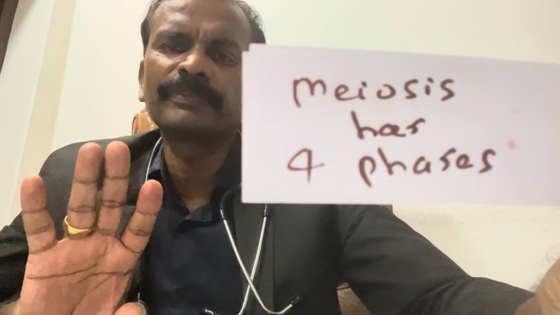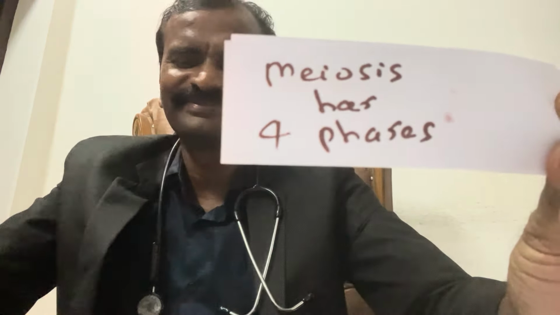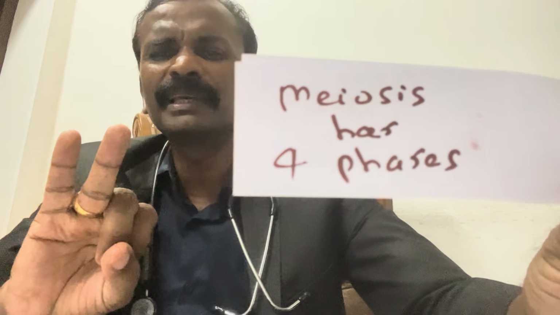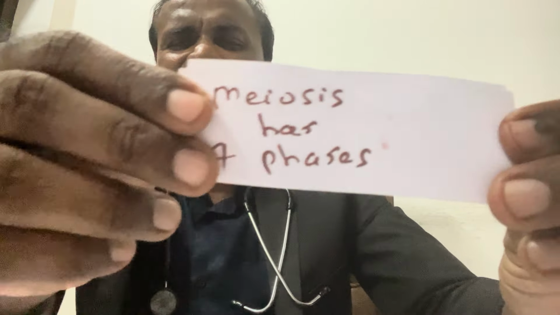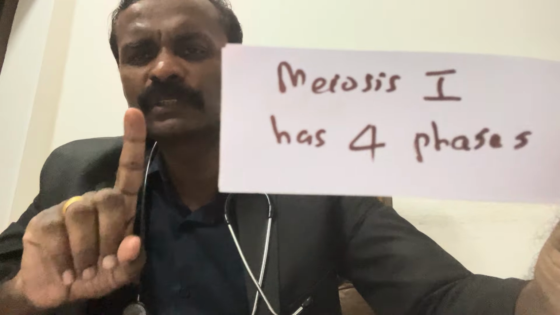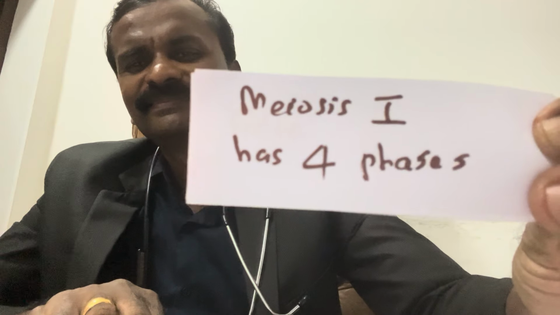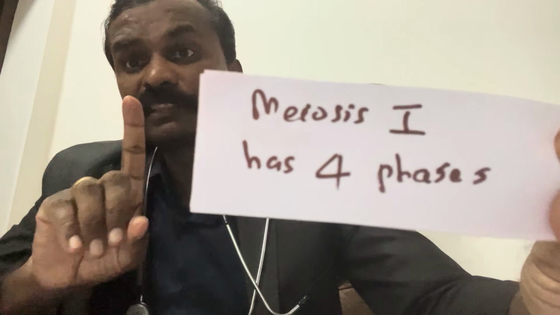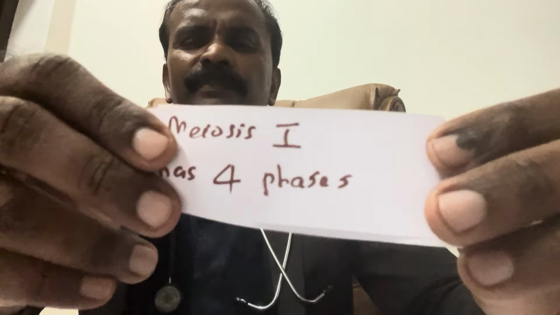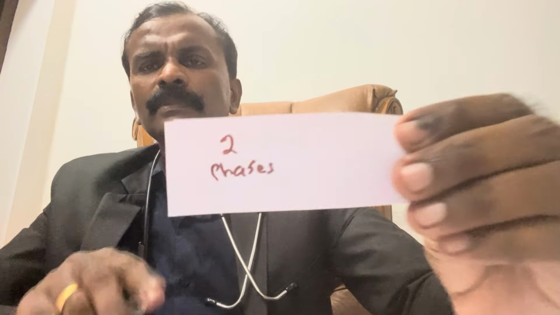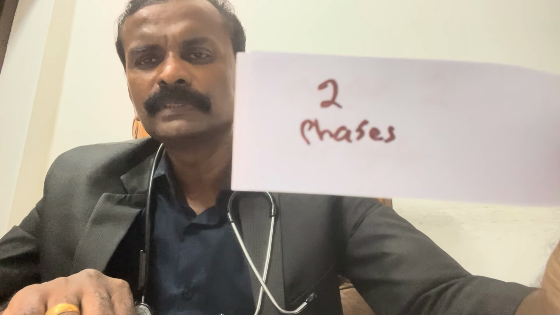Meiosis got 4 phases. True or false? Then you know, no? 2. Meiosis 1 and meiosis 2. So this statement is false. Meiosis 1 has 4 phases. True or false? Come on. Meiosis 1 I am talking about now. Two phases. What is the question? 2 phases.